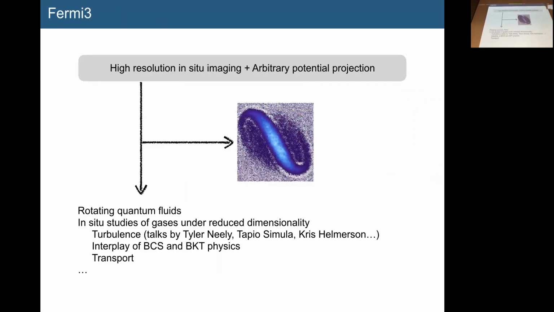The work I'll be talking about today was carried out on a new machine at MIT, and just to keep with the local nomenclature over there, we refer to this machine as Fermi-3. The mission statement when we set out to build this was to combine high resolution in situ imaging, so we wanted to be able to take pictures of what these atoms are doing in the trap without having to rely on any kind of time of flight or any other probes to see what's going on, and also the ability to project arbitrary potentials with good resolution. That was the goal.